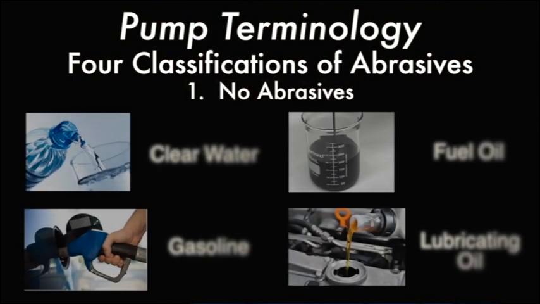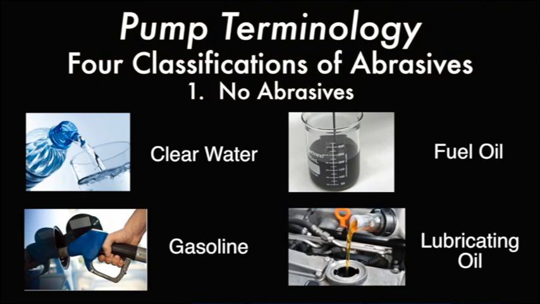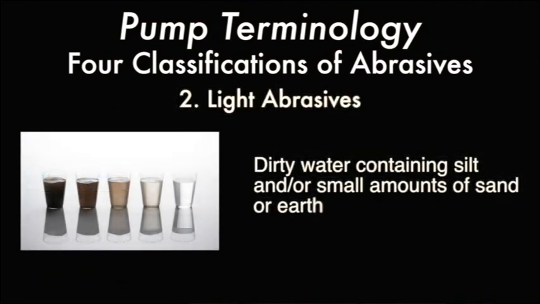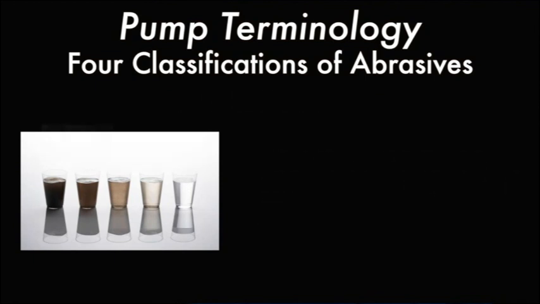These 4 classifications will serve as a guide and help in the determination of the necessary materials needed for the pump construction. No abrasives, including clear water, gasoline, fuel oil, and lubricating oil. Light abrasives, including dirty water containing silt and/or small amounts of sand or earth.